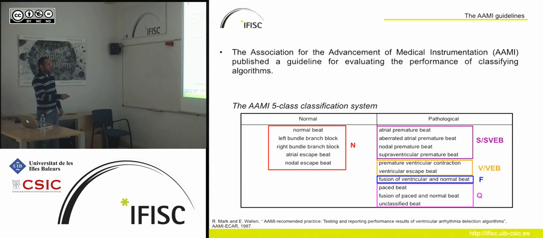One of them is the normal class, which is going to include this kind of heartbeats. We have the supraventricular ectopic beats, which include everything that happens over the ventricles. We have the ventricular ectopic beats that are on the ventricles. We have a fusion class when we have normal and ventricular beats. And we have an unclassified or unknown class that includes all the rest of the beats in the database.